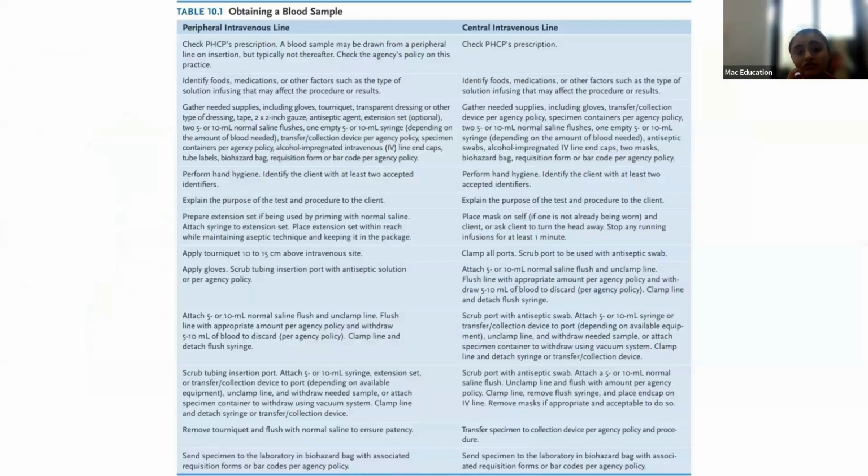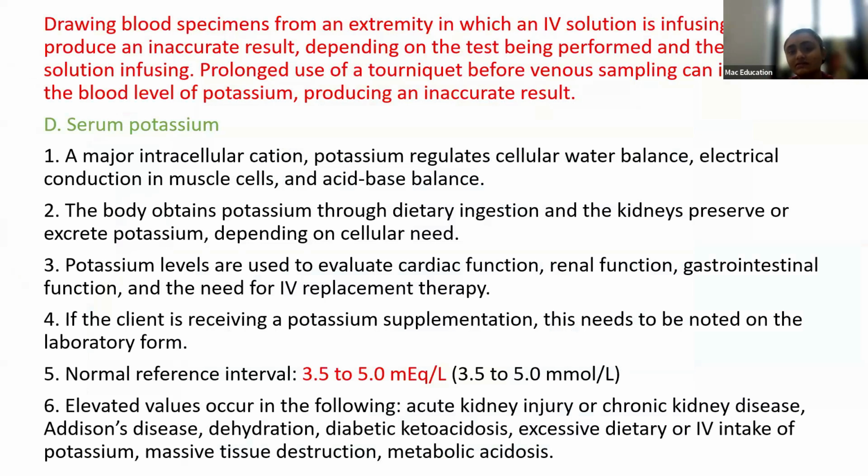Then we have completed how to obtain a blood sample from a peripheral IV line and central line. The important point you have to remember is prolonged use of tourniquet. Which electrolyte imbalance occurs due to excessive tying of the tourniquet? Pseudo-hyperkalemia. First of all, the type of solution we are infusing in the patient can alter the lab values. Secondly, long-term use of a tourniquet before blood sampling can cause falsely elevated potassium, pseudo-hyperkalemia, and it leads to inaccurate results.